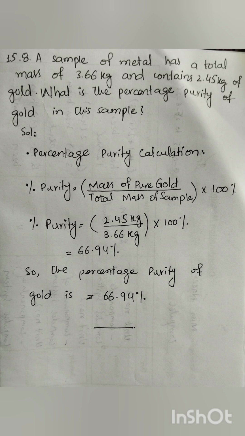So putting values, which is 2.45 kg of gold and 3.66 kg of sample multiplied by 100, we will get an answer of 66.94%. So the percentage purity of gold in the sample is 66.94%. Here today our lecture is complete with this chapter completion.